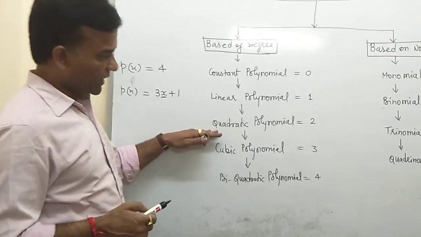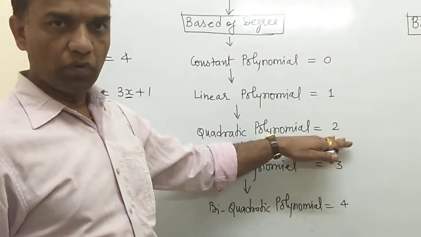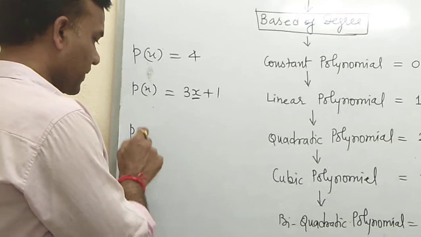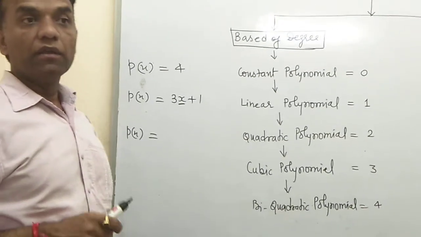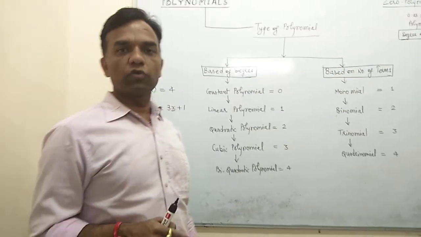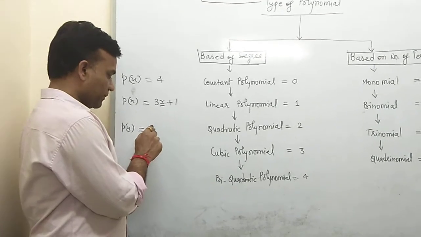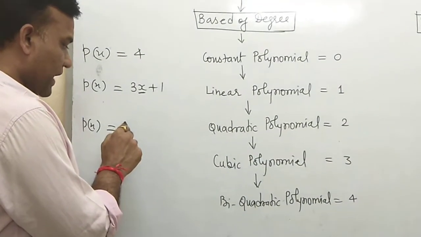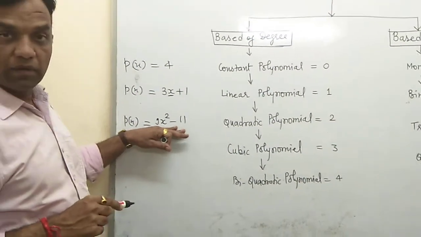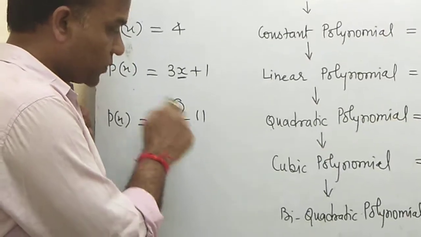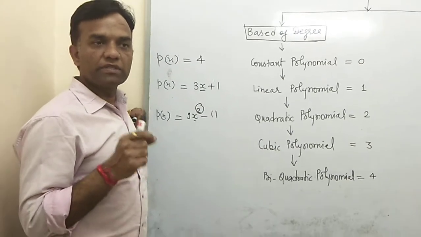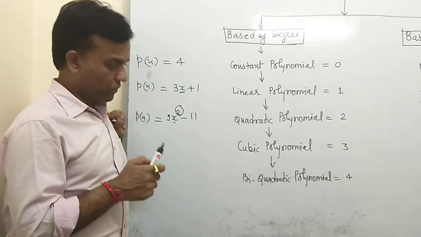And quadratic polynomial means the highest degree is 2. Quadratic means your given polynomial may not depend on how many terms are given. The basic need is what? The variable is given and the power is compulsorily 2. Here we have an example like 9x square minus 11. There are two terms, but the variable's highest power is 2, therefore it is called a quadratic polynomial. Quadratic means a polynomial which has highest degree 2.